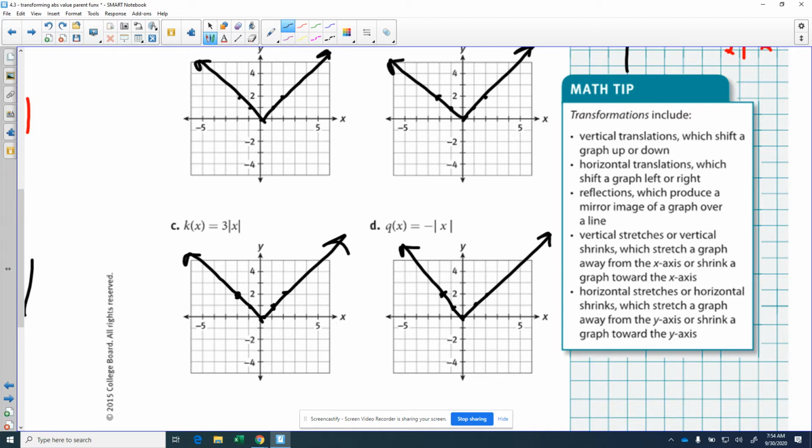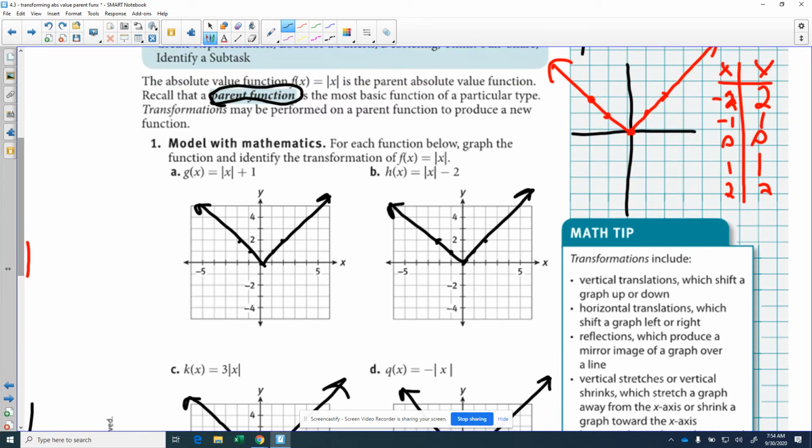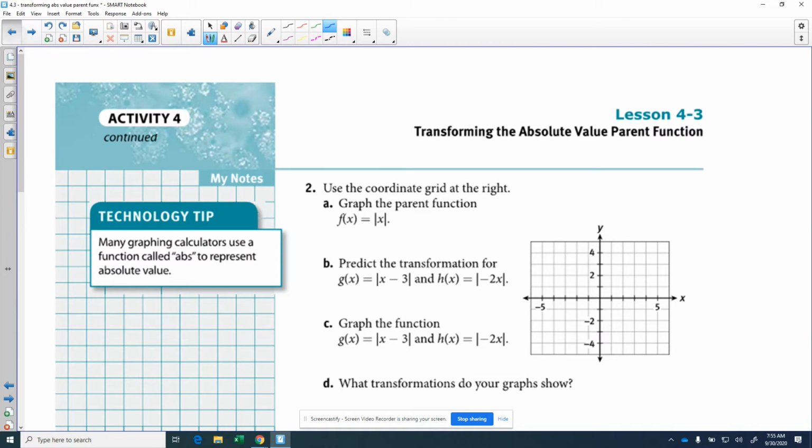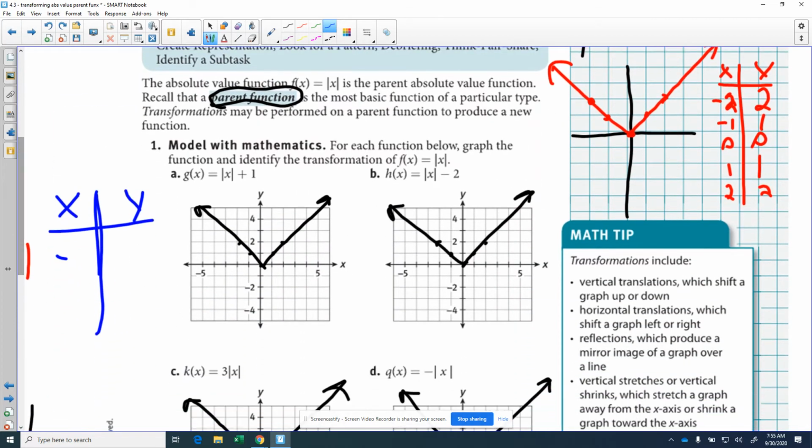So we'll start with the first one. We have the absolute value of x plus 1. Well, let's try to understand what's actually happening here. Let's do an x and y chart and actually compare our answers each time. So we'd have -2, -1, 0, 1, and 2. Okay? So the same exact chart as we have over here, but now I have to deal with this equation.